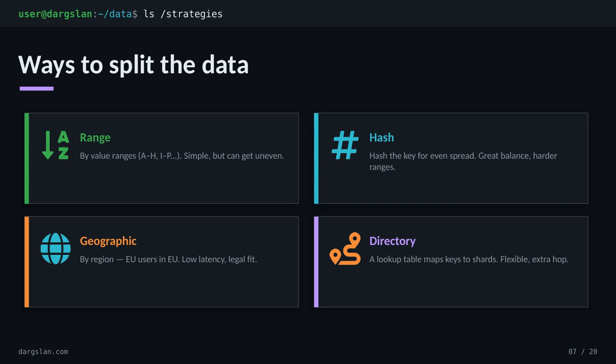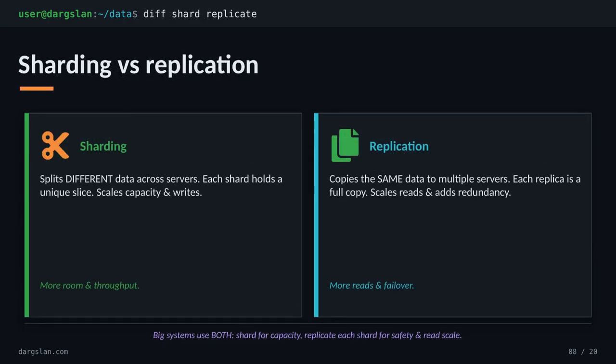Now, before we go further, let's clear up a mix-up I see all the time: sharding versus replication. Sharding splits different data across servers. Each shard holds a unique slice, which gives you more room and more write throughput. Replication does the opposite. It copies the same data to multiple servers, so you get extra read capacity and a safety net if one box dies. And here's the thing, big systems don't pick one. They shard for capacity, then replicate each shard for durability and read scale.